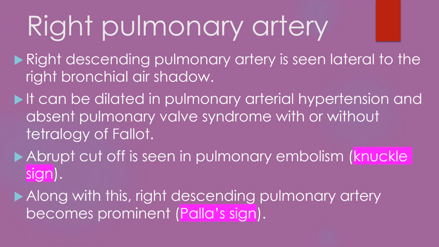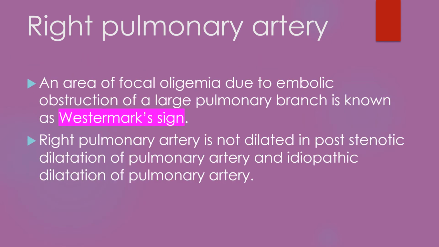Along with this, right descending pulmonary artery becomes prominent in pulmonary embolism and it is known as Palla sign. An area of focal oligemia due to embolic obstruction of a large pulmonary branch is known as Westermarck sign. Right pulmonary artery is not dilated in post-stenotic dilatation of pulmonary artery and idiopathic dilatation of pulmonary artery.